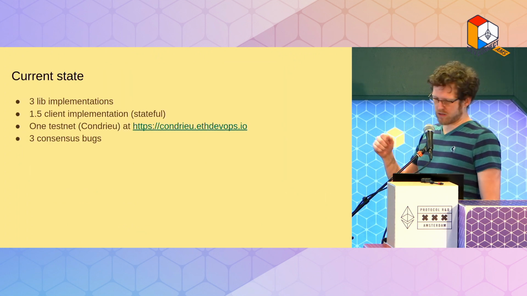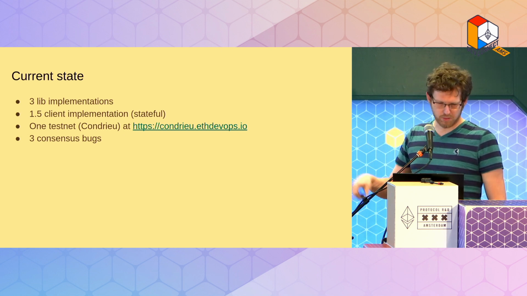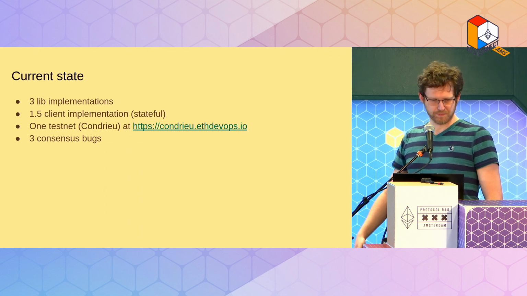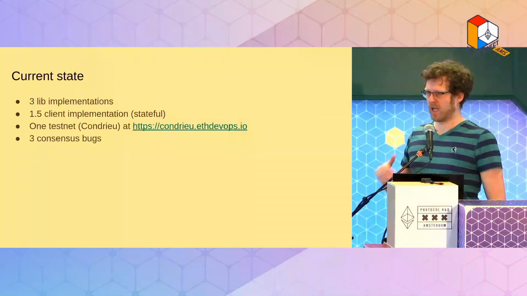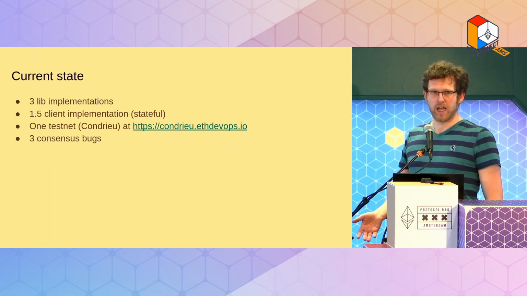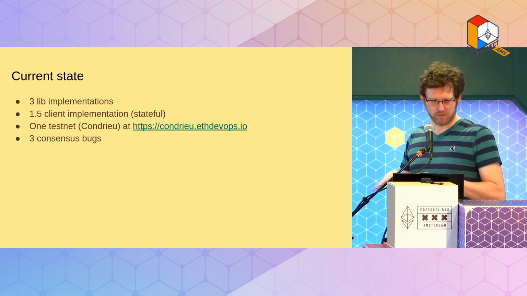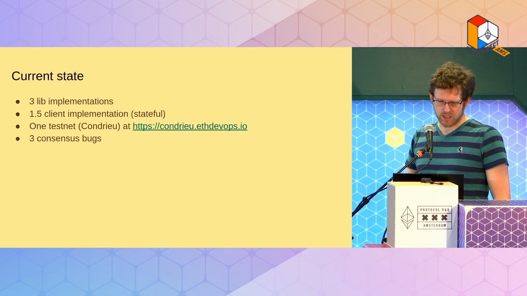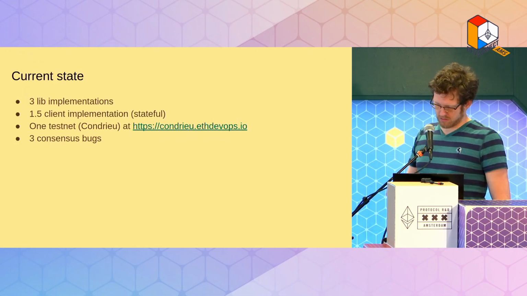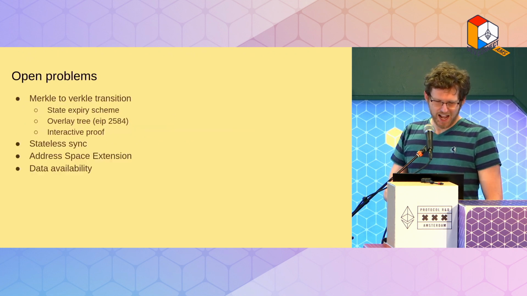Right, so what is the current state? We have 3 library implementations. There's one in Rust, one in Python, and one in Go. We have 1.5 client implementations, so we have Geth with a modified version, and there's also Nethermind that hasn't really. We have 3 consensus clients, so they haven't completely joined the testnet, but it's there. We're getting close, and there's a testnet if you want to go play with it. I've been told it's unpronounceable, so it's pronounced Condrieu.